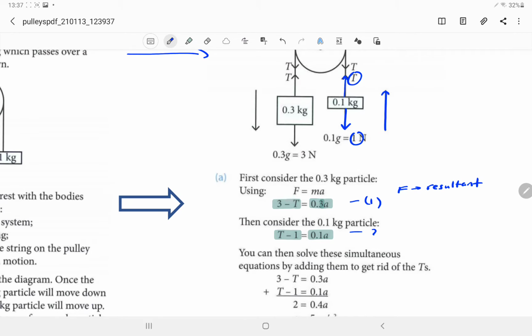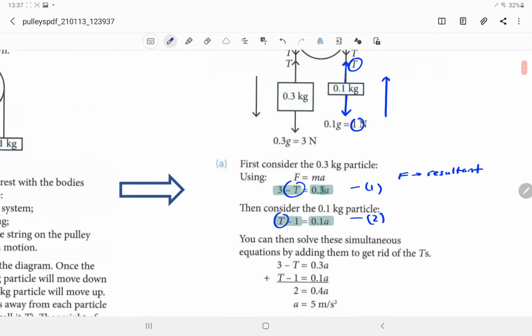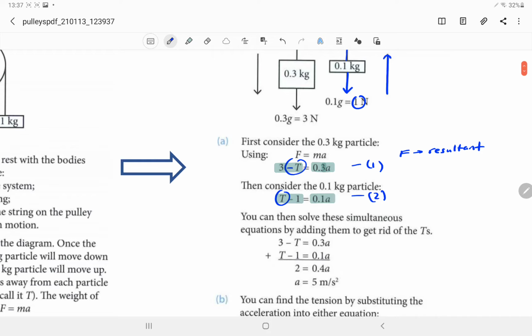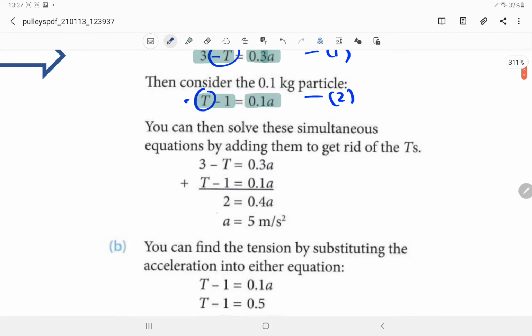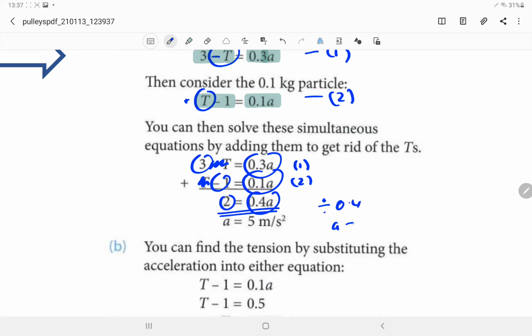We have 2 equations there, 1 and 2, with T here and T here. Because we have a minus T here and a plus T here, if we add the 2 equations together, then we can work out a. So there's equation 1. There's equation 2. Adding them together gets rid of these T's. 3 plus minus 1 is 2. 0.3a plus 0.1a is 0.4a. So divide 3 by 0.4. You get a is equal to 5 meters per second squared.